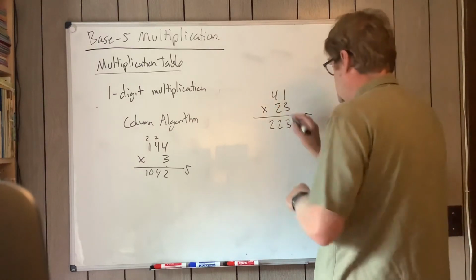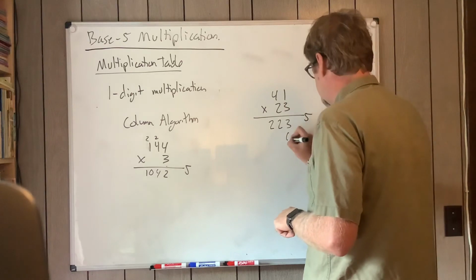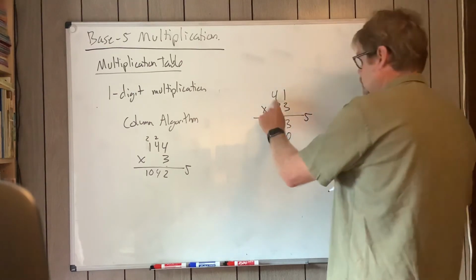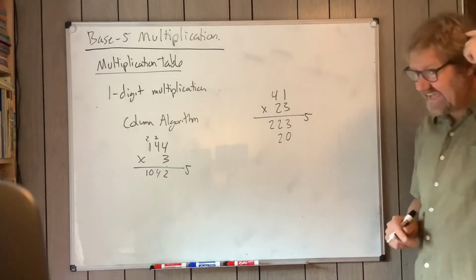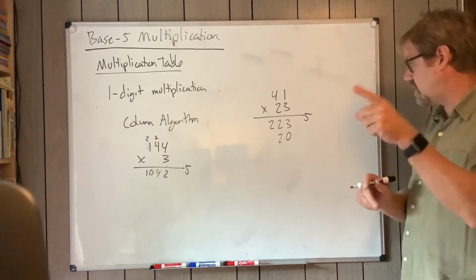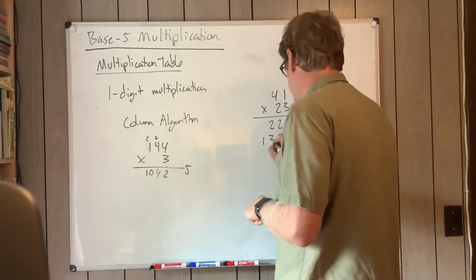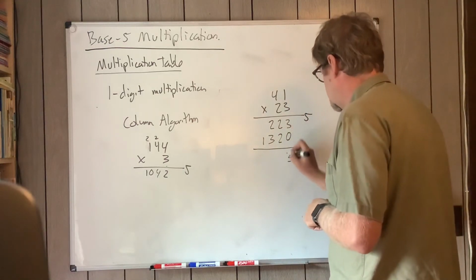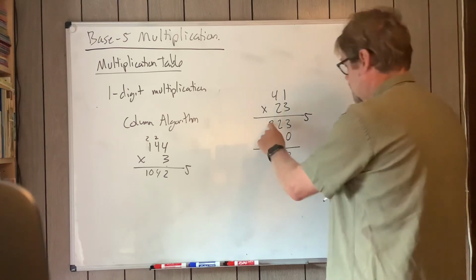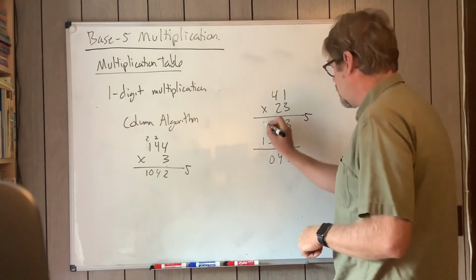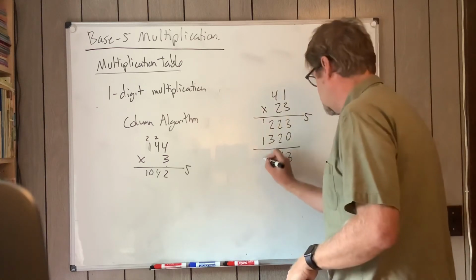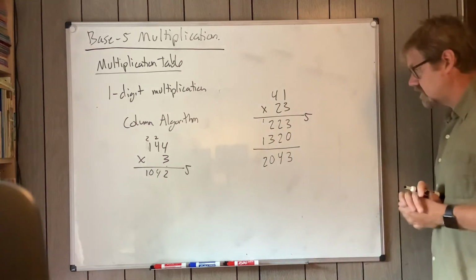Okay, now I'm going to put as placeholder 0. 2 times 1 is 2. 2 times 4 is 8. 1, 3. 1 nickel and 3 pennies. And then add, that's 5, which is 0 nickels, sorry, 0 pennies, 1 nickel, 2. You get 2043.